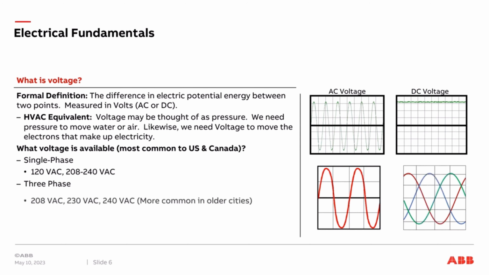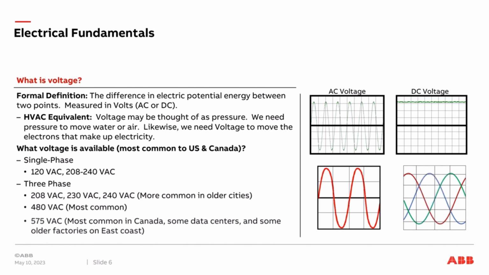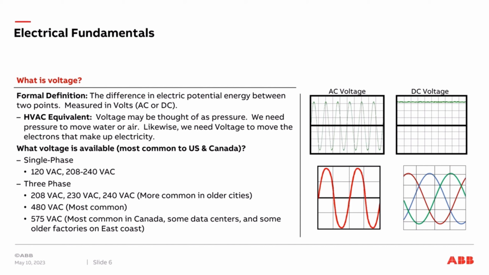Three phase is what we use in our drives. It's 208 volt, 230 volt, 240 volt, more common in older cities. 480 volt is most common, and 575 is most common in Canada, and some data centers and some older factories on the East Coast, especially by Niagara Falls.